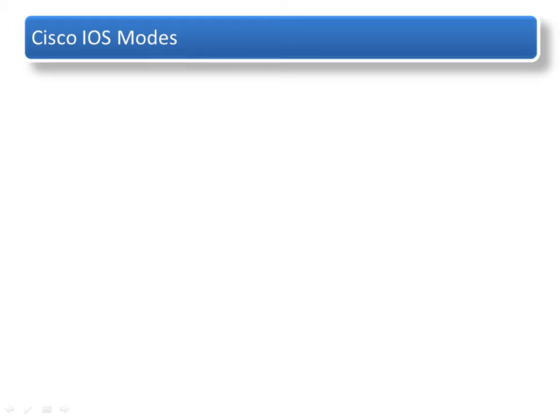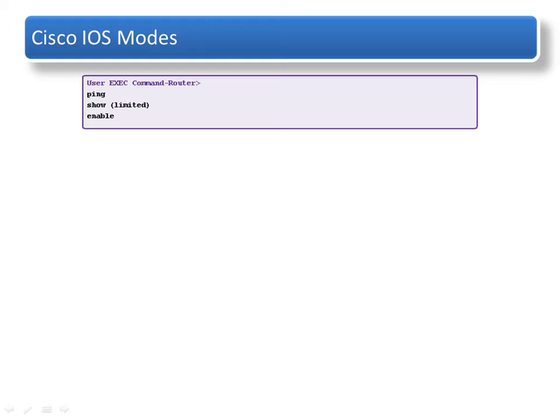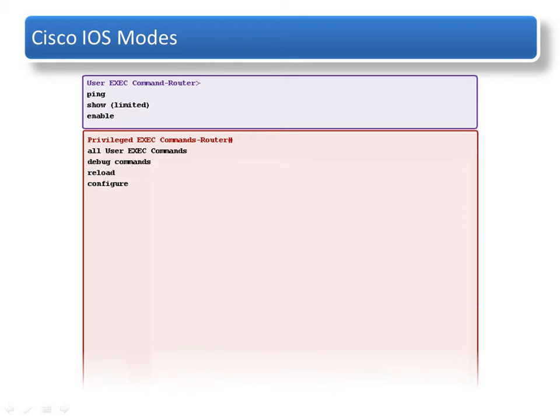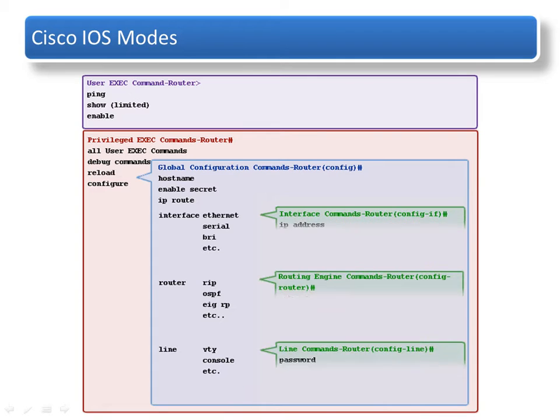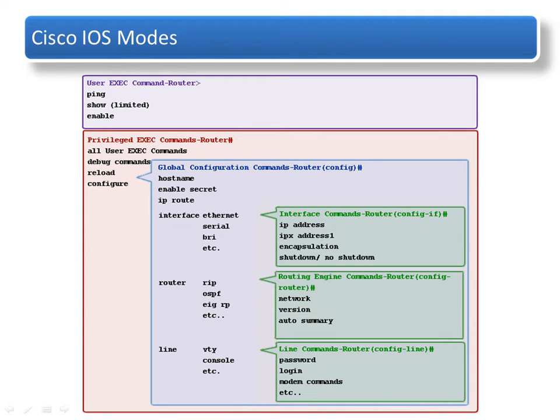From top to bottom, the major modes are as follows: the user exec mode, a mode that is very limited in scope, allowing basically only viewing types of IOS commands. The privileged exec or enable mode. Like an administrator in Windows, this mode allows users to access the entire IOS command structure. The global configuration mode. Commands executed in this mode apply to the entire router. And other specific configuration modes.